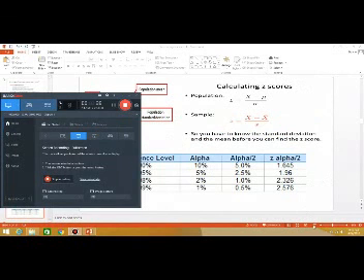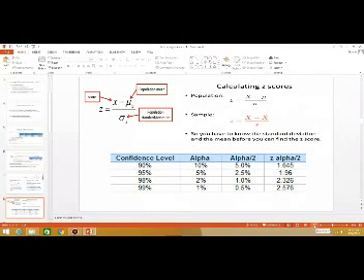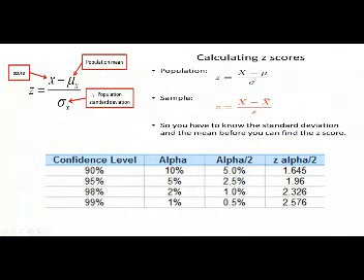This is how we calculate z. Z is actually the ratio between the mean deviation and standard deviation. That is, z is equal to x minus x bar divided by standard deviation.